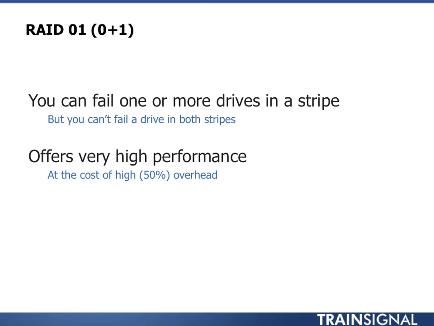But it's at the cost of high overhead. With these, since we are mirroring, obviously, we're going to have two full copies of data, so we only get 50% capacity. So that's the downside to 0 plus 1.